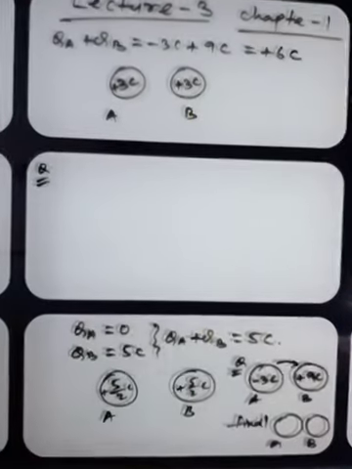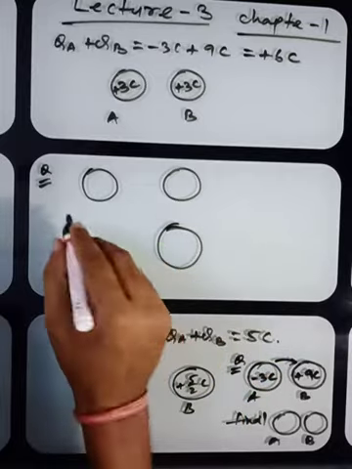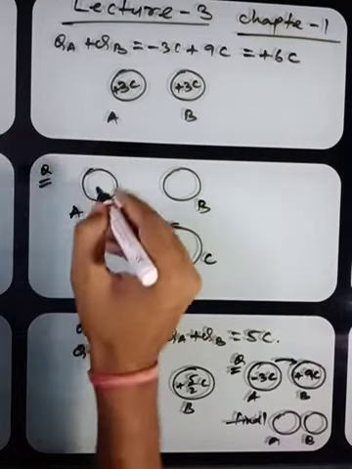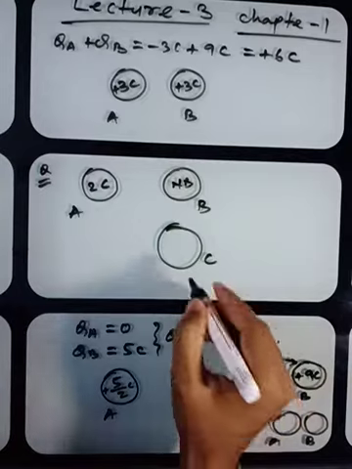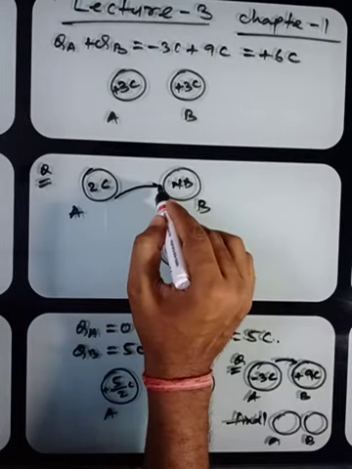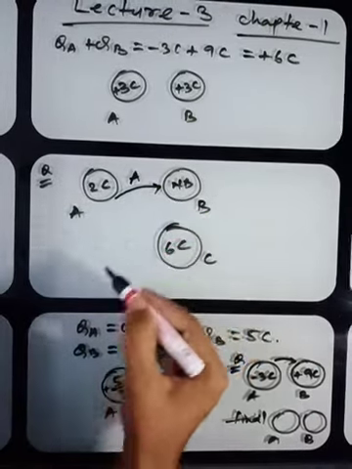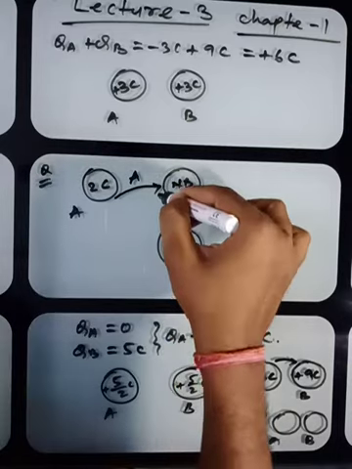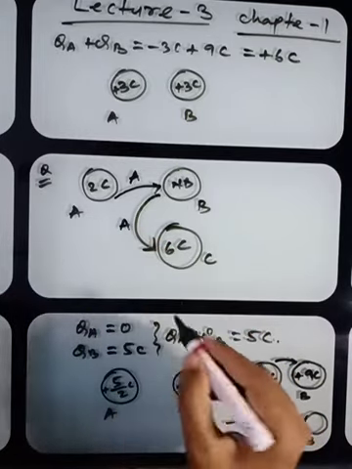Try to solve this. You have three bodies, A, B and C. Remember, all three bodies are identical. Listen carefully to this question. Body A has positive 2 coulomb. This is a neutral body. And this body has 6 coulomb. You have to bring body A and make contact with body B. A is going to make contact with B. Now, B is here only. Again, remove A's contact with B and bring it to make contact with C. Again, A is coming to make contact with C.